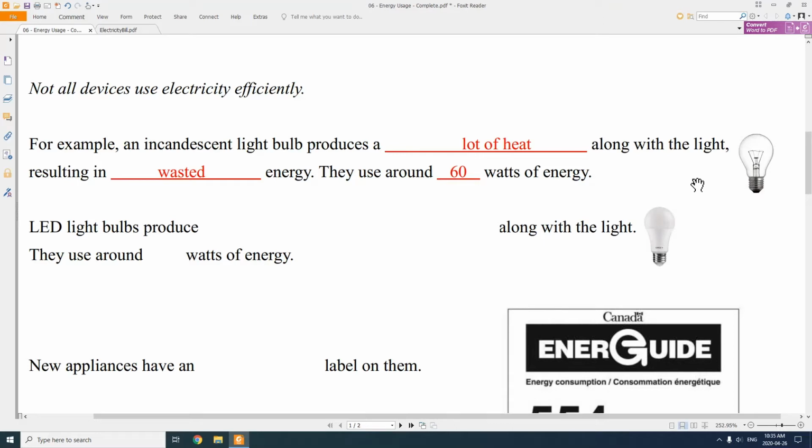For light bulbs, often 90% of the energy you're putting into one of these light bulbs turns into heat, and only 10% of that energy actually turns into light. So they're not very efficient at all.